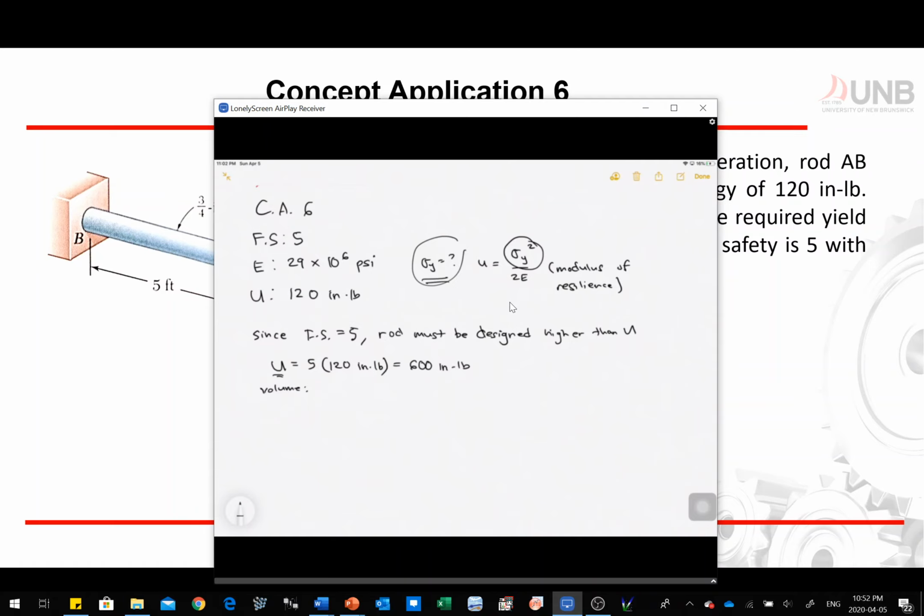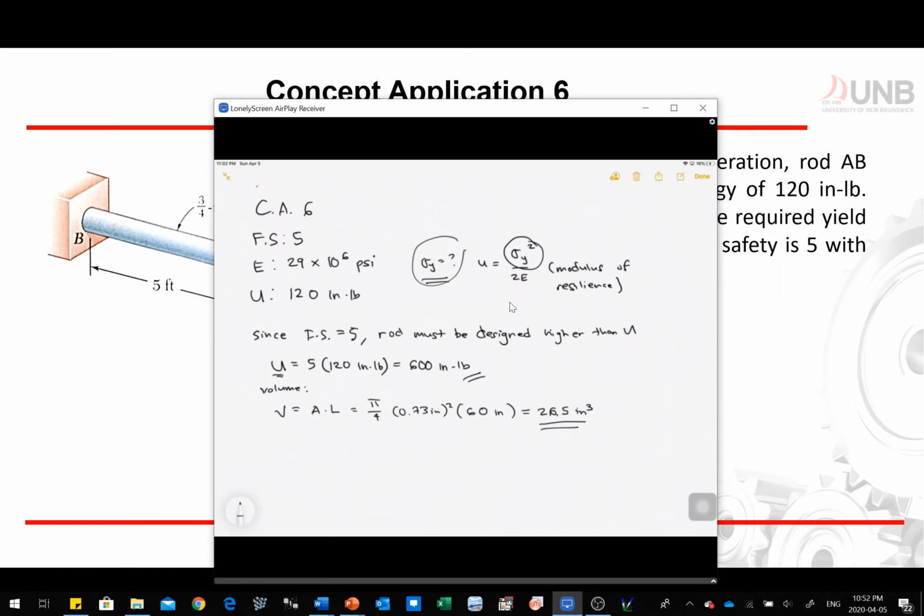But first, let's define U. That's our target strain energy. The volume is V equal to A times L, which is pi over 4 times 0.75 inch squared, that's the area. The length is 5 feet, which we can convert to 60 inch. That's equivalent to 26.5 cubic inch. That's going to be the volume of our material.